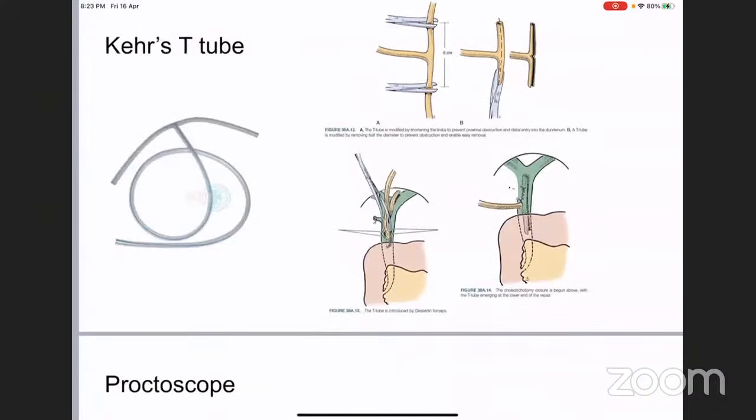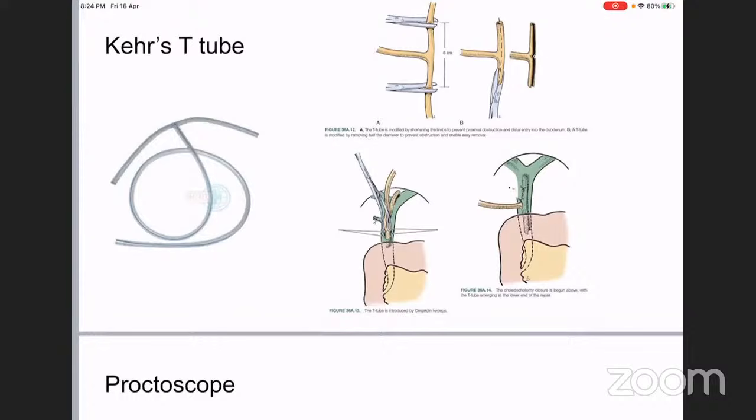Then we have another very important instrument known as the Kehr's T-tube. Okay, so this is a transparent tube in the configuration of a T. It has a horizontal limb and a vertical limb of a variable length. So the Kehr's T-tube is generally used after you perform a choledochotomy. Do you remember when we were discussing the Desjardins forceps, we were talking about choledochotomy. So once you've done choledochotomy, you insert the T-tube.